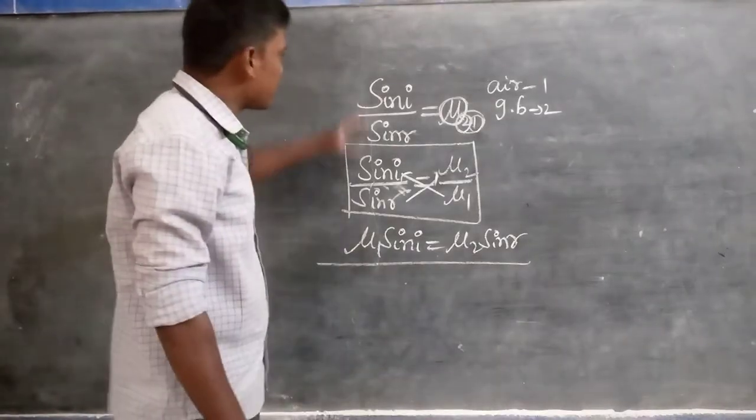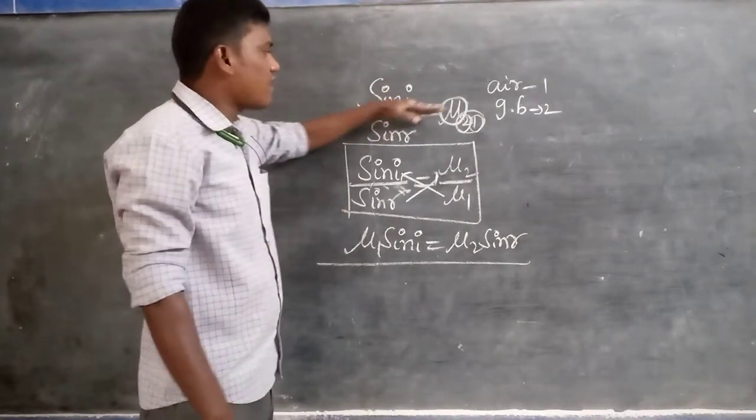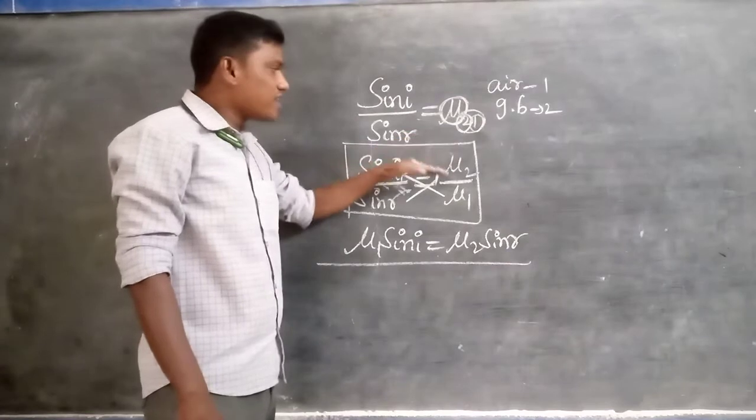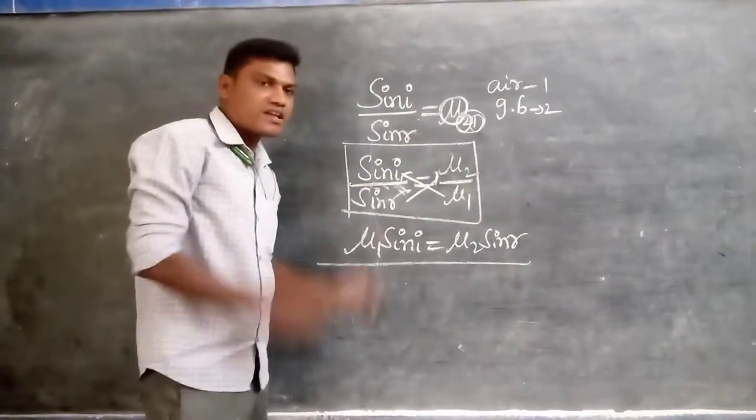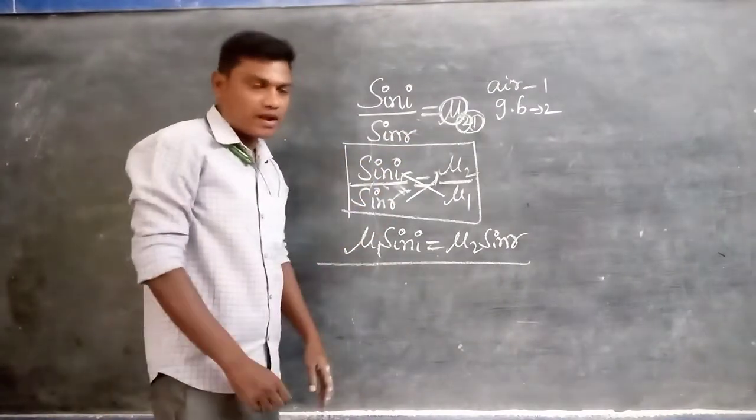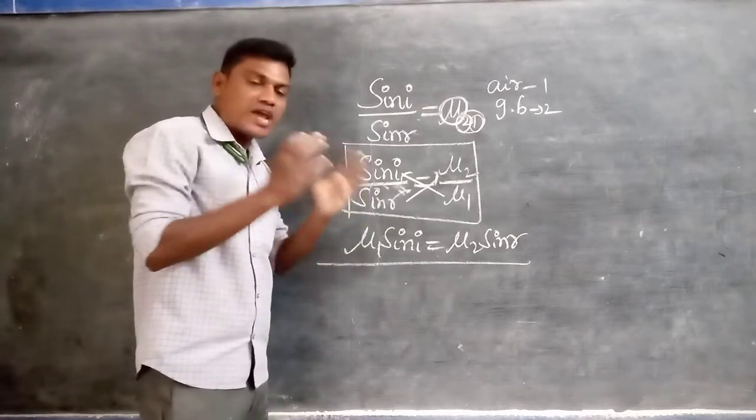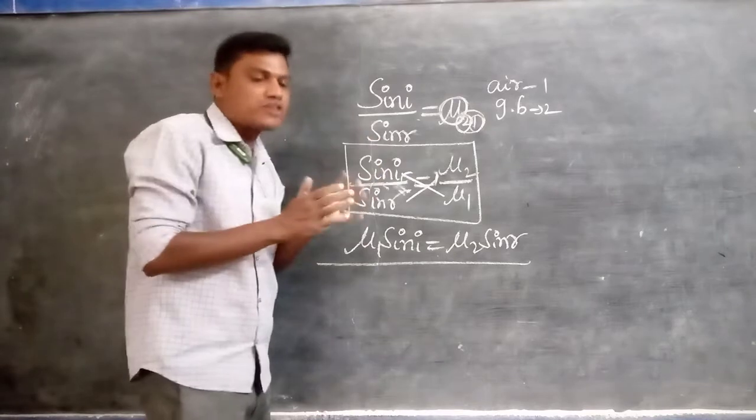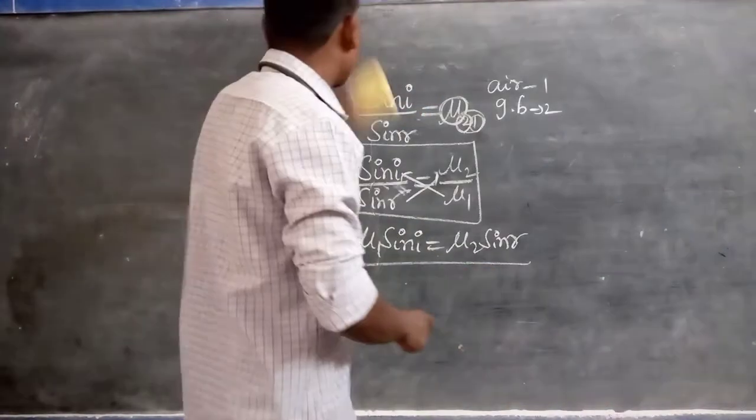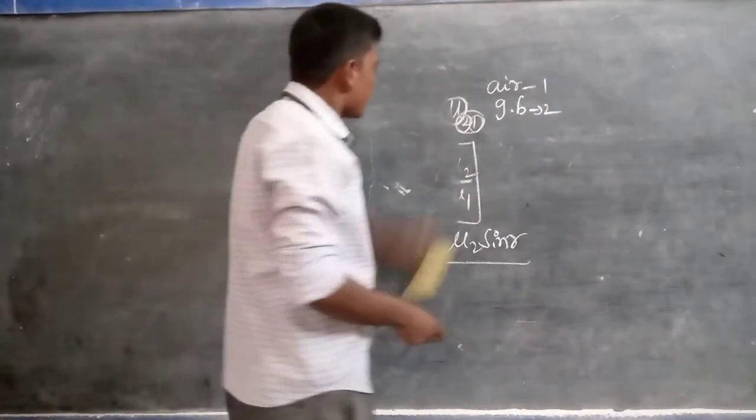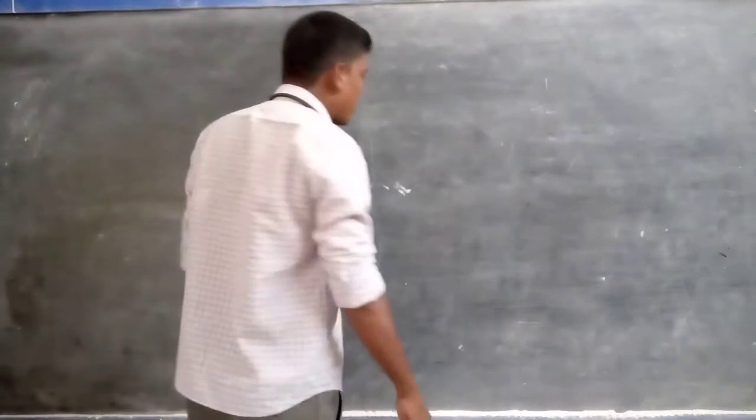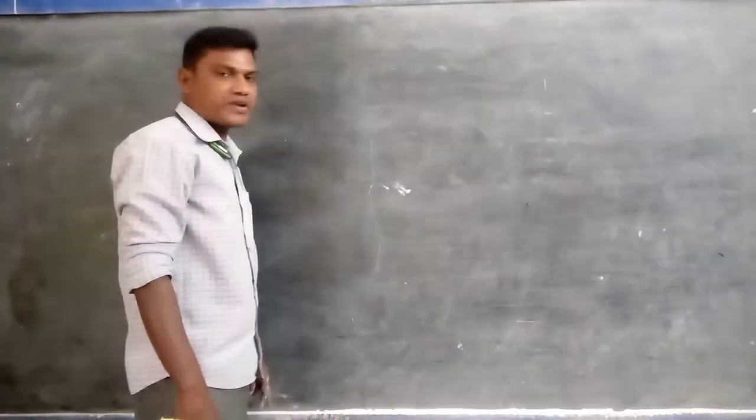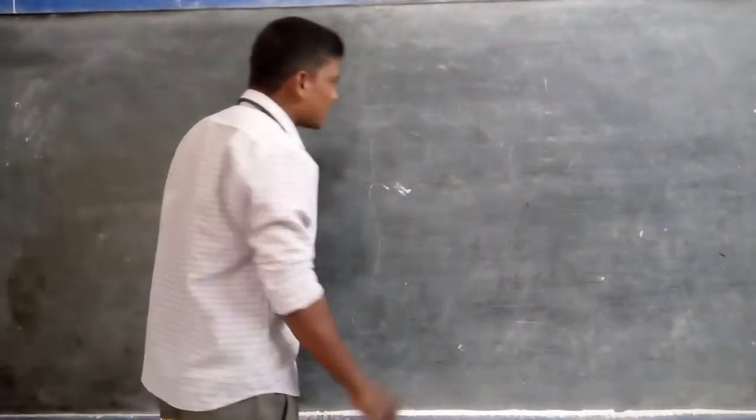Now, is sin i upon sin r really constant or not? In the previous video I clearly explained this with the semicircular glass slab method. This time I would like to explain the same concept with the rectangular glass slab method. With the help of the rectangular glass slab method also, we verify whether sin i by sin r is constant or not, and finally whether it equals the refractive index of the second medium or not. That is also what we discussed.